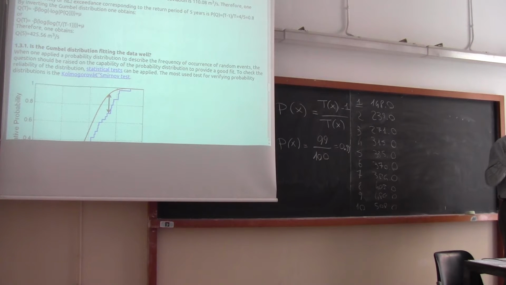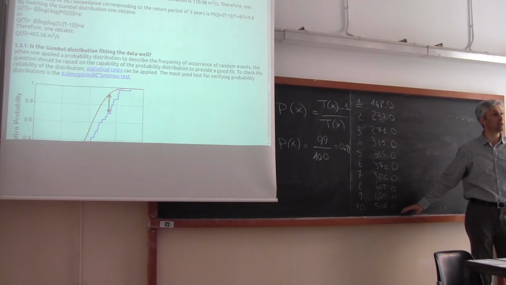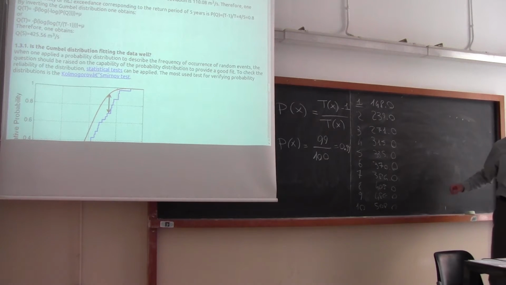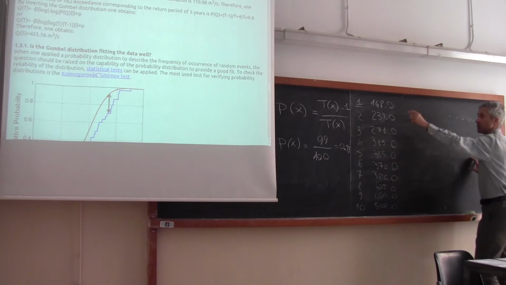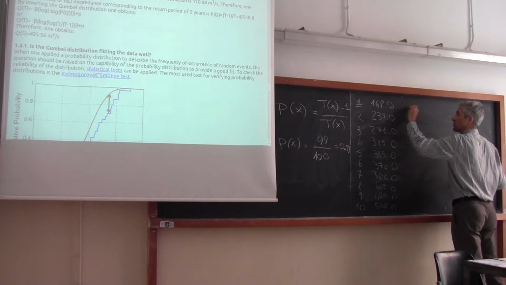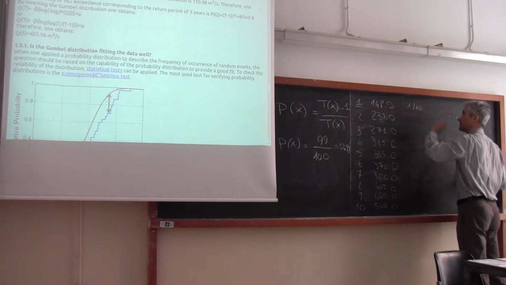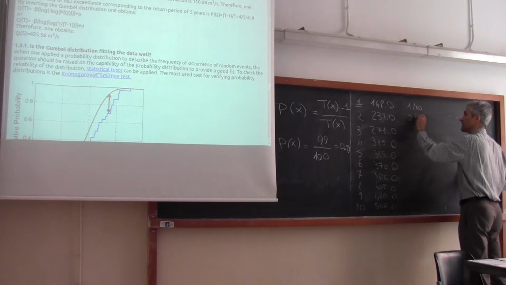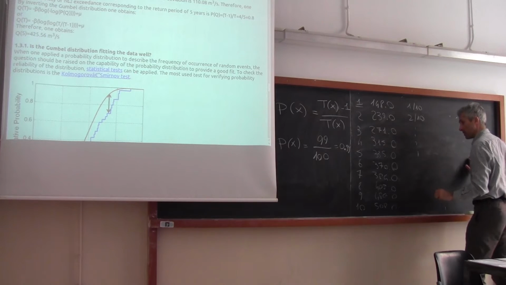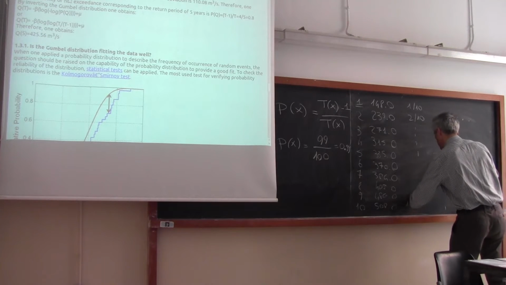In order to compute the frequency, we have to divide the number of not exceedances by the total number of numbers, the total number of outcomes. So this has a frequency of not exceedance of 1/10. This has 2/10. And so forth. And this is 10 by 10.